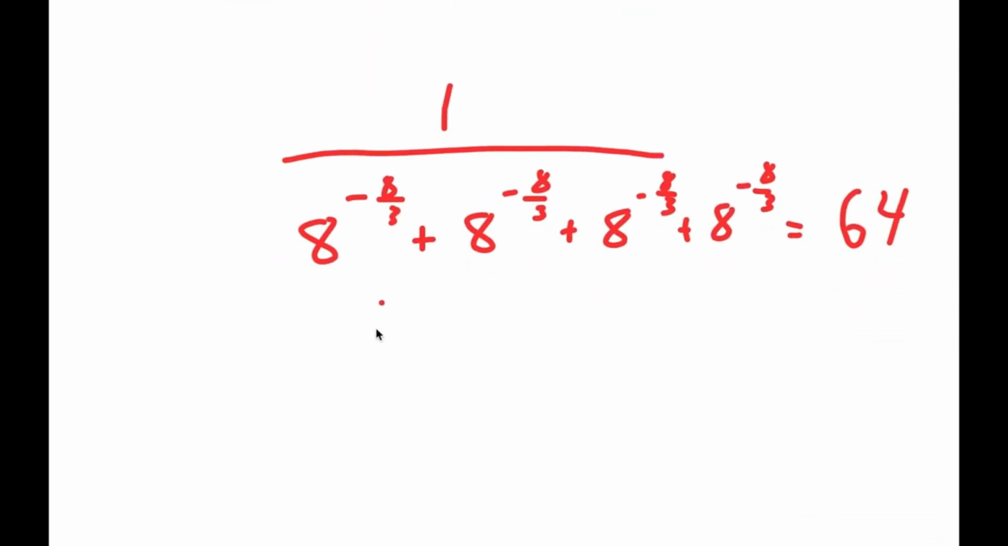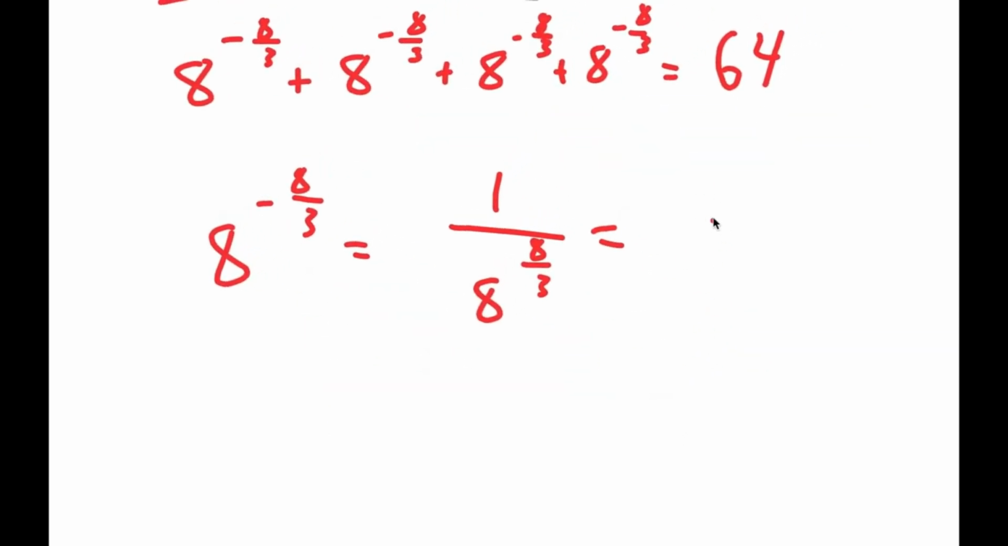So what is 8 to the power of negative 8 over 3? Well, 8 to the power of negative 8 over 3 is the same thing as 1 over 8 to the power of 8 over 3. And 8 to the power of 8 over 3 is the same thing as the cube root of 8 to the power of 8.